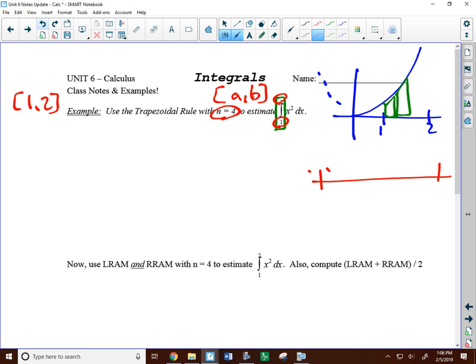So on the ends here are 1 and 2. And if there's 4 trapezoids, they have to be of equal length. So that entire length is 1. And then we divide by the number of trapezoids, which is 4. I'm going to write that as 0.25. Is that all right? 1/4, 0.25. So I need to go 0.25 to the right from 1, and I'll be at 1.25. Another 0.25, I'll be at 1.5. And another 0.25, I'll be at 1.75. So that's really the subintervals.